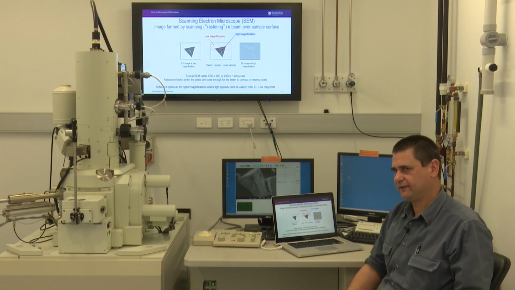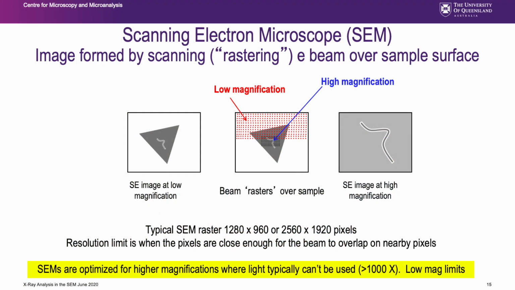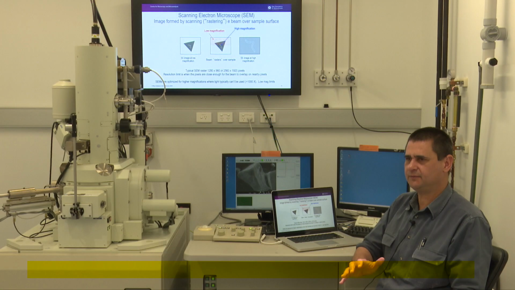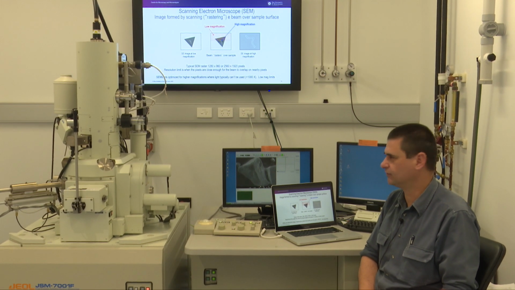So typically SEMs are optimised for the high magnification end, because at low magnification we have light as one of our tools. Light is good up to about 1,000 times with conventional optics. There are super resolution machines, but we're not going to talk about that.